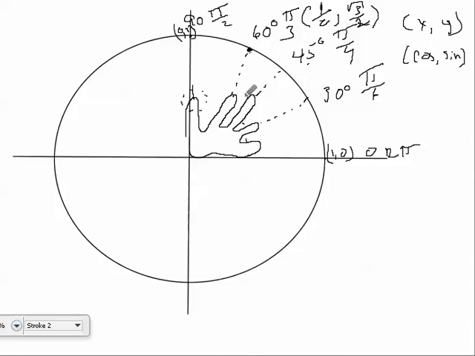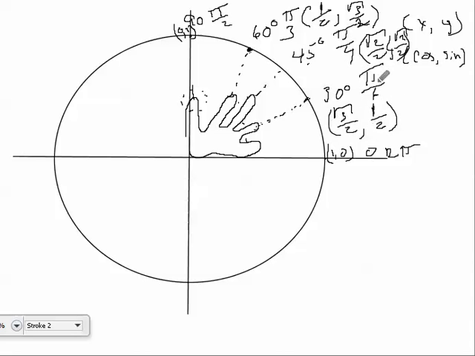To find 45, I got 2 fingers on this side. That's the square root of 2 divided by 2. And the sine value would be square root of 2 divided by 2. I'm using the extra fingers there. If I want to find this one, the cosine of this one is square root of 3 divided by 2. And the sine is the square root of 1, which is 1 divided by 2.